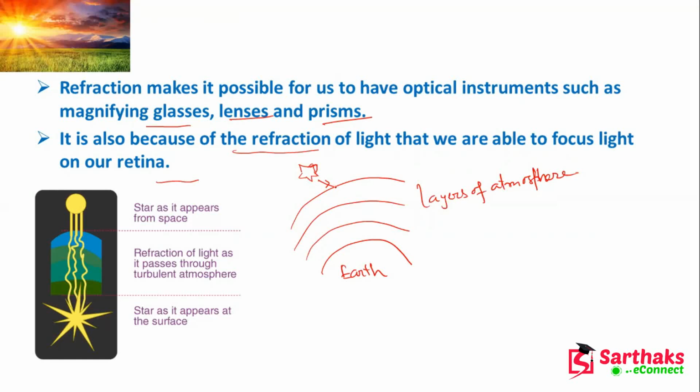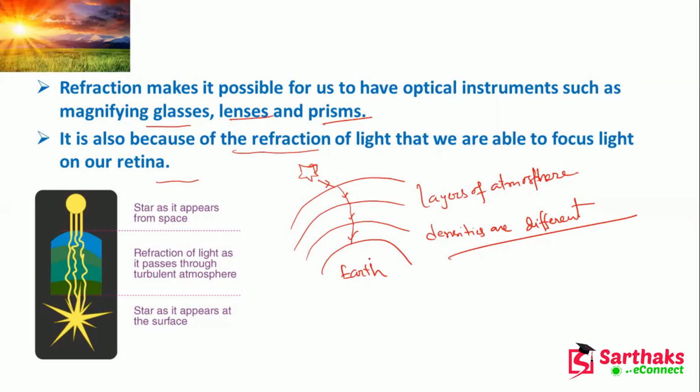You can see that there will be some bending here, then some bending here, then some bending here. So there is bending in all these layers. We have different layers, and for different layers the densities are different. So due to the refraction, we can see the twinkling star, twinkle, twinkle, little star.